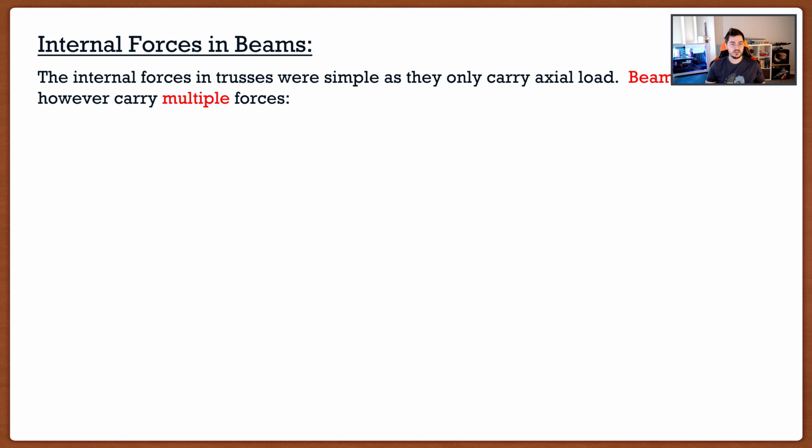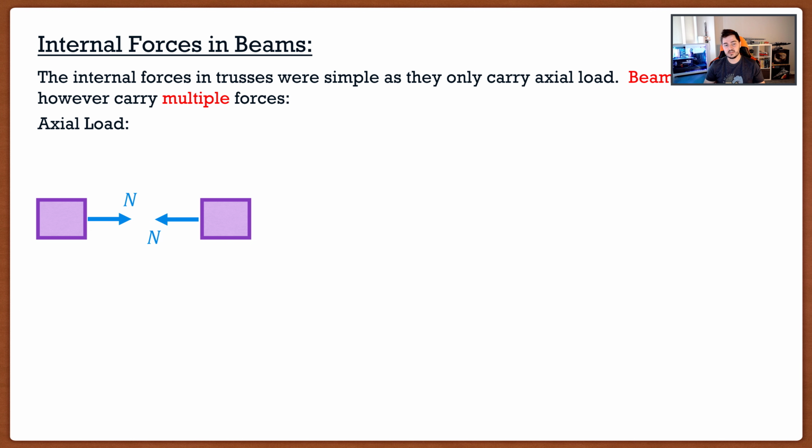As I just mentioned 2 seconds ago, beams carry multiple internal forces. Remember, trusses, it's just the one. It's that axial, either in compression or in tension. Beams carry multiple. So the first one out of these forces is actually going to be axial load. And it makes sense. If I were to take a truss member, like I said, I can have it in tension or I can have it in compression, and this can be the same thing for a beam. So if this was a steel beam, the beam can also be in tension or the beam can be in compression.